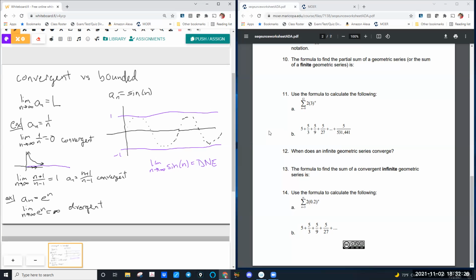There's a lot of really cool applications of geometric series. I think we'll have some fun with that on Thursday.